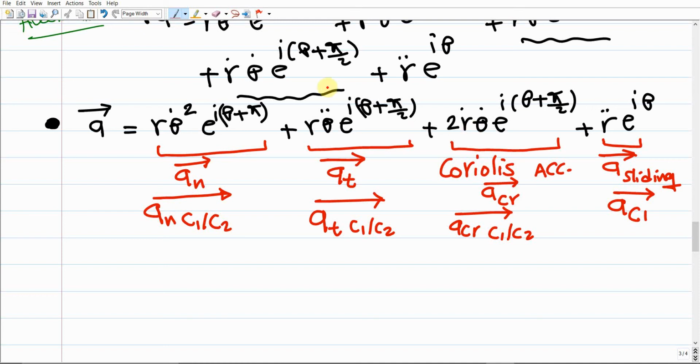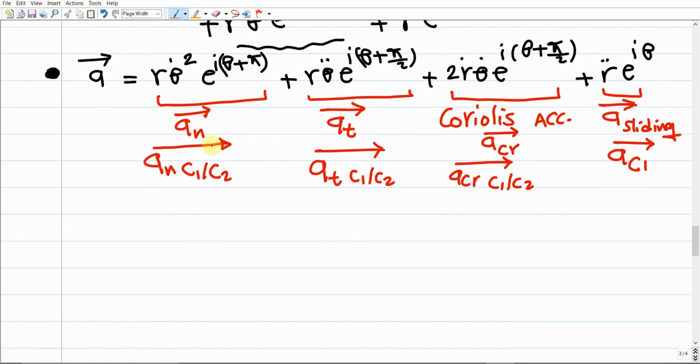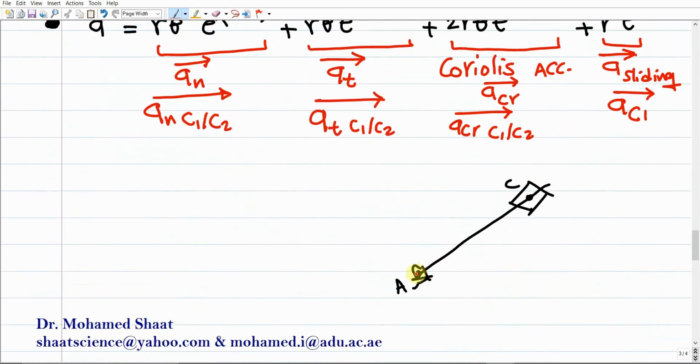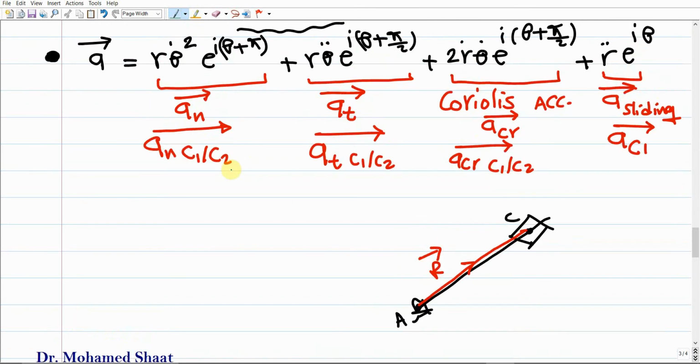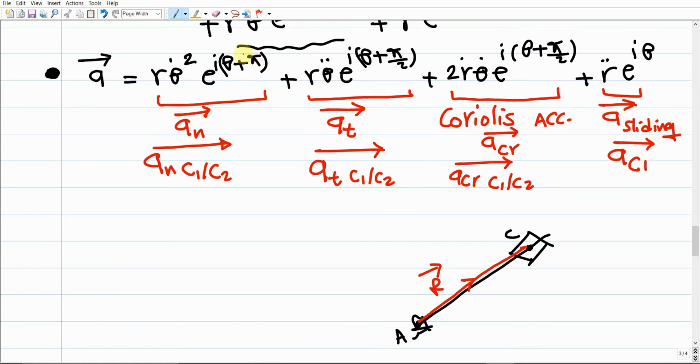If we look here to describe the directions, let us consider the position vector R. Starting with the first term, this one is the normal. It should be opposite to the position vector. So what does it mean? It means that the normal acceleration should go down. This is the normal acceleration vector of point C1 with respect to point C2. Make sense?